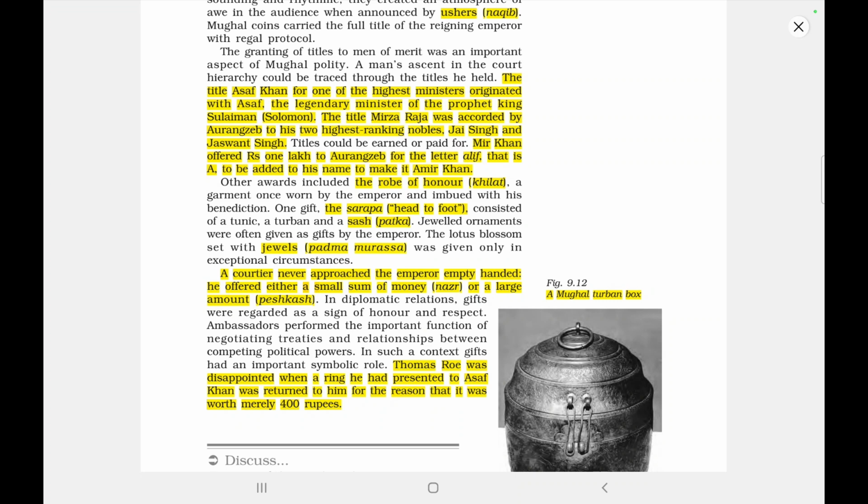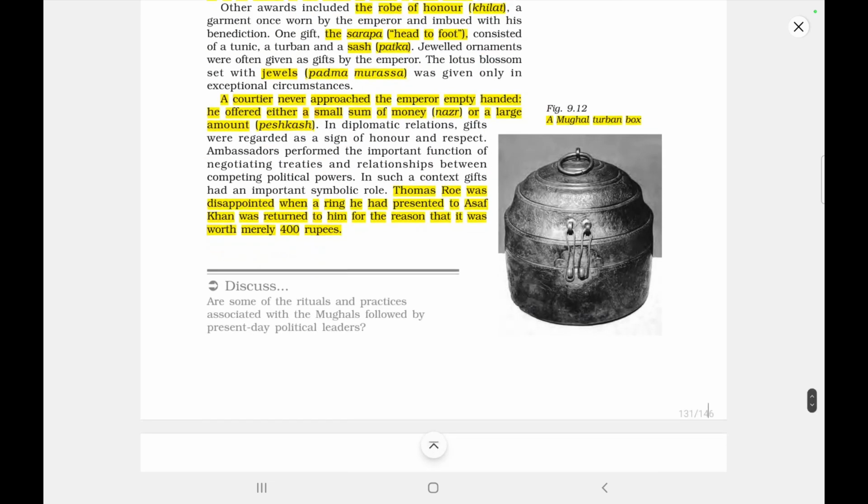A Mughal turban box in the figure, and a courtier never approached the emperor empty-handed. He offered either a small sum of money, a nazr, or a large amount, peshkash. So Thomas Roe was disappointed when a ring he had presented to Asaf Khan was returned to him for the reason that it was worth merely 400 rupees.